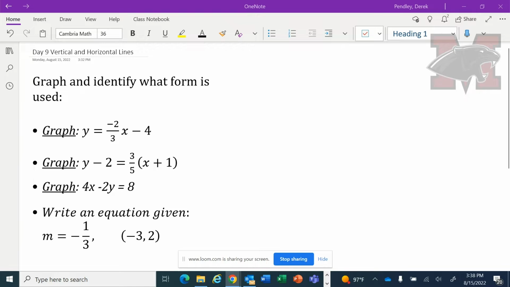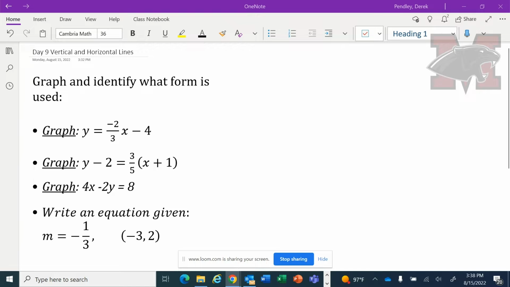So I'd like you to graph y equals negative 2/3 x minus 4. I'd like you to graph y minus 2 equals 3/5 times the quantity x plus 1. I'd like you to graph 4x minus 2y equals 8. And then write an equation when the slope is negative 1/3 and you have a given point negative 3 comma 2. So again, this should be a review.